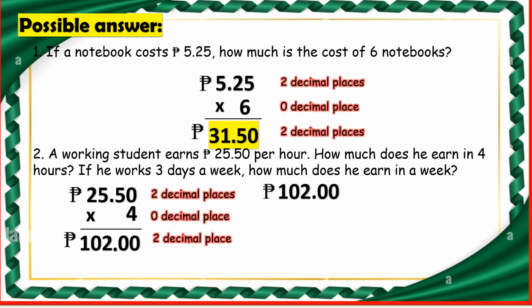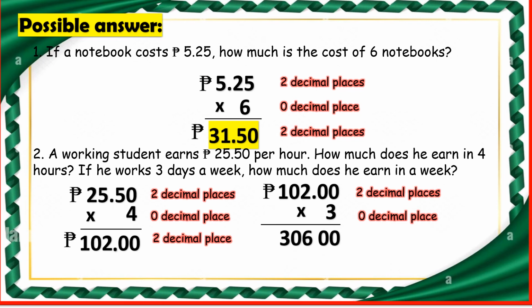And then 102 pesos, which has two decimal places, multiplied by 3, because he works 3 days a week, which has 0 decimal places. So the answer is 30,600. But for the factors, we have two decimal places, so we will put the decimal point for two decimal places. So the answer is 306 pesos.